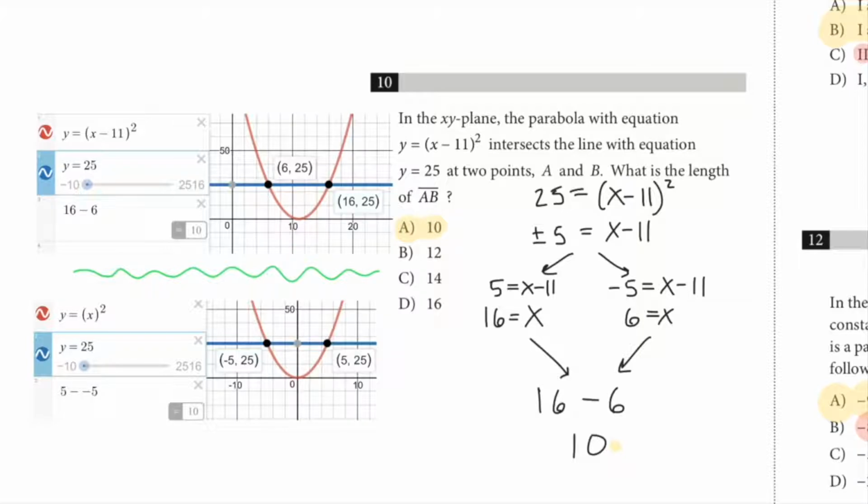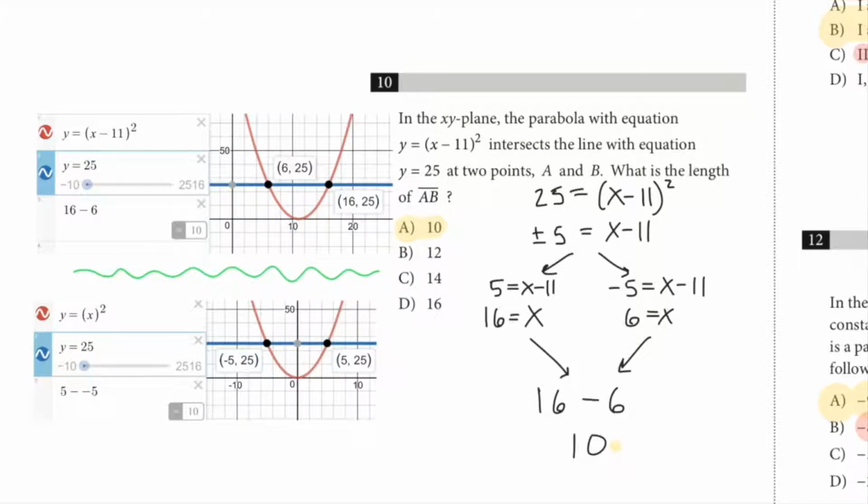In question number 10, I know you're not allowed to use a graphing calculator, but I thought I might illustrate what this looked like using Desmos, the graphing calculator website, and pictures from it, just so we can illustrate some of the ideas that are going on. It says in the xy plane, the parabola with the equation y equals (x minus 11) squared intersects the line with the equation y equals 25 at 2 points, A and B. What is the length of AB?